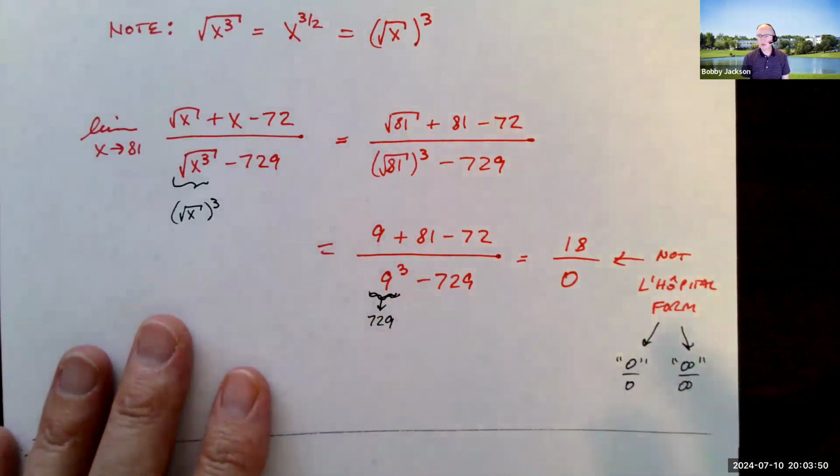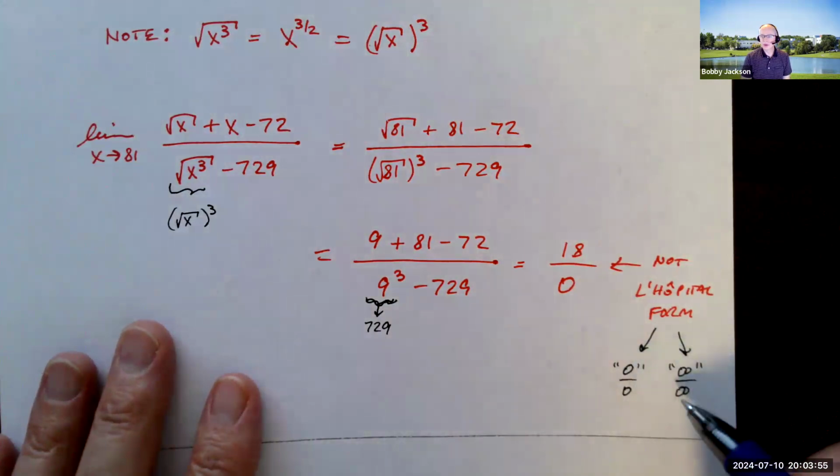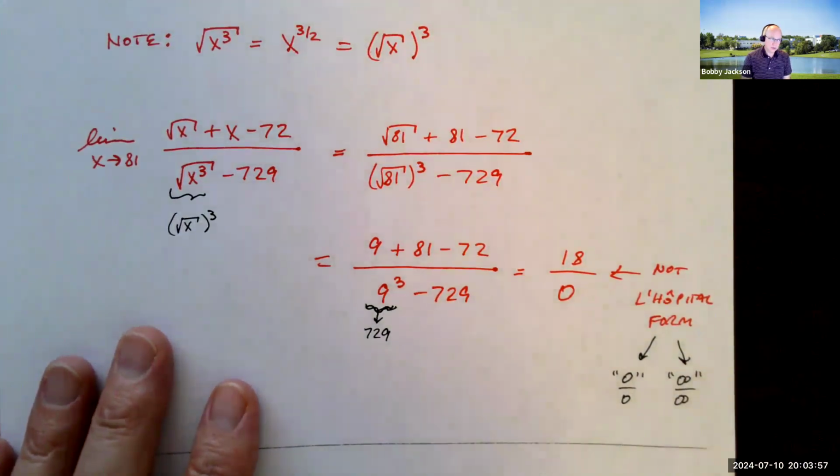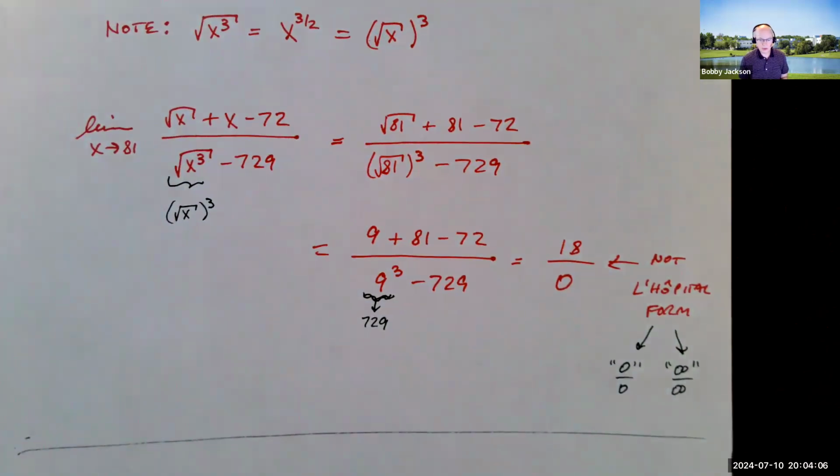Notice that's not L'Hopital's rule form, right? It's not 0 over 0 or infinity over infinity. So the answer to this question, does L'Hopital's rule apply? The answer is no, it does not apply. Now, what is this limit? This is not part of the problem. You don't have to find the limit, just determine whether L'Hopital's rule applies.